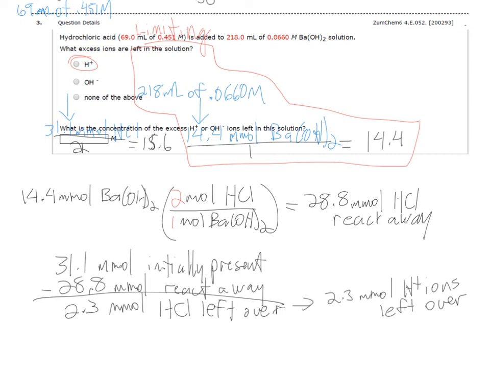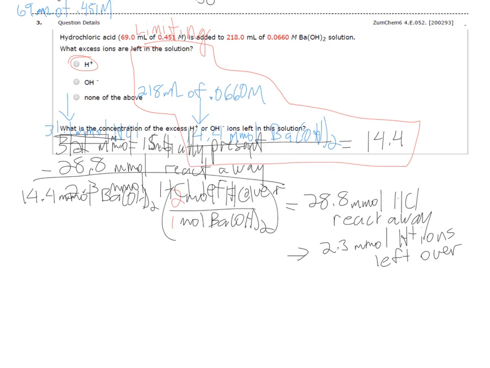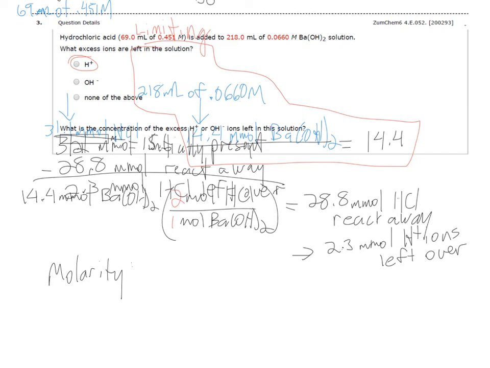The question wants us to find concentration. So we'll do our little trick. When calculating molarity, molarity is normally listed as the number of moles of a substance per liter of solution. But we've got millimoles and we've got volumes in milliliters. The ratio of millimoles per milliliter is the same as that of moles per liter.